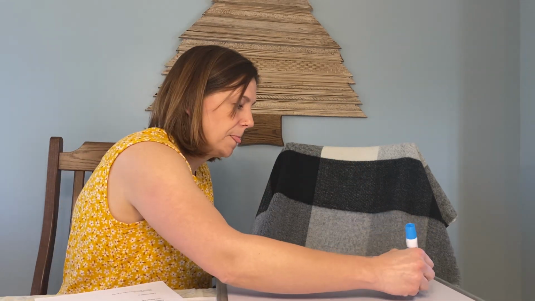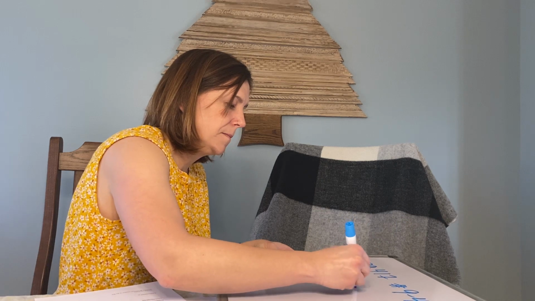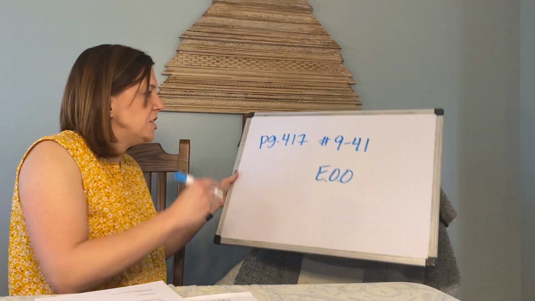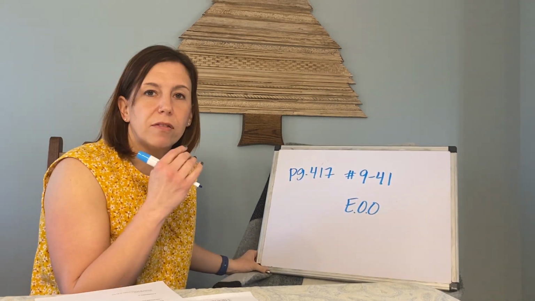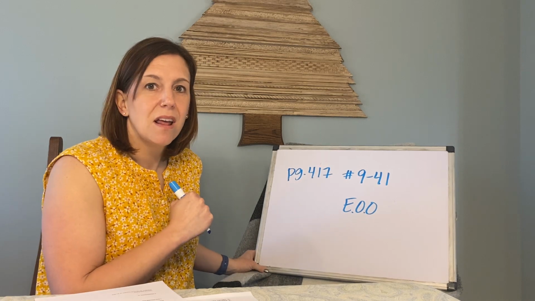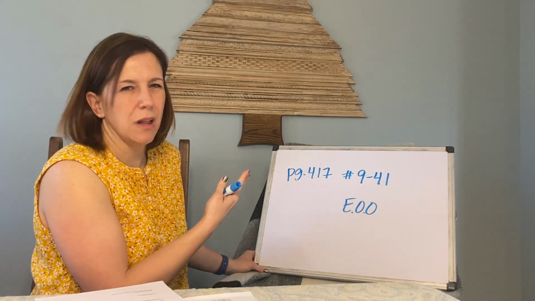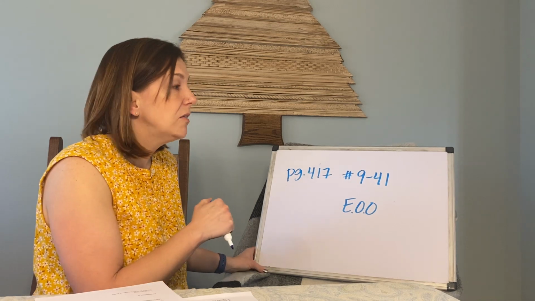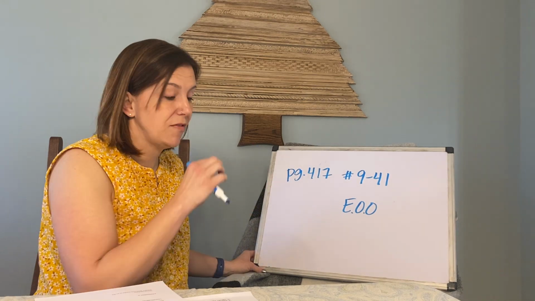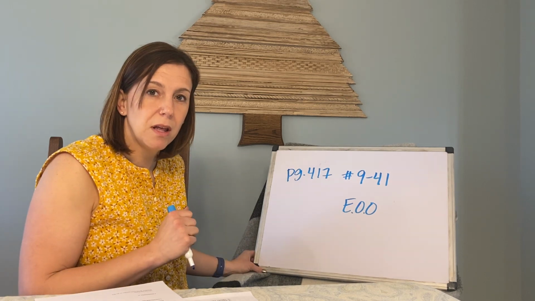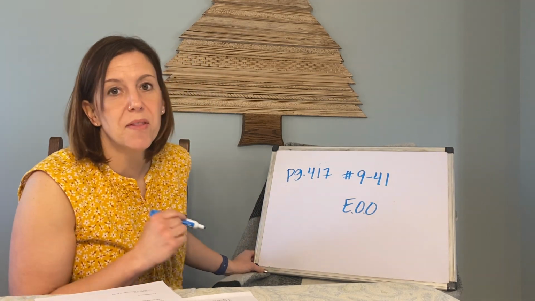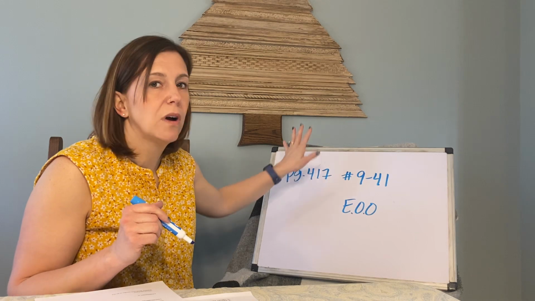So on page 417, I'm going to write it down for the sake of those of you who are visual people. On page 417, numbers 9 through 41 are the ones that cover exactly what I talked about in this lesson. Every other odd, meaning there's a lot there. You don't have to do all of them. You can just start with a few at the beginning, try a few in the middle, and a few at the end. Make sure you're hitting some of every type of problem, but because they're odds, you can check them in the back.